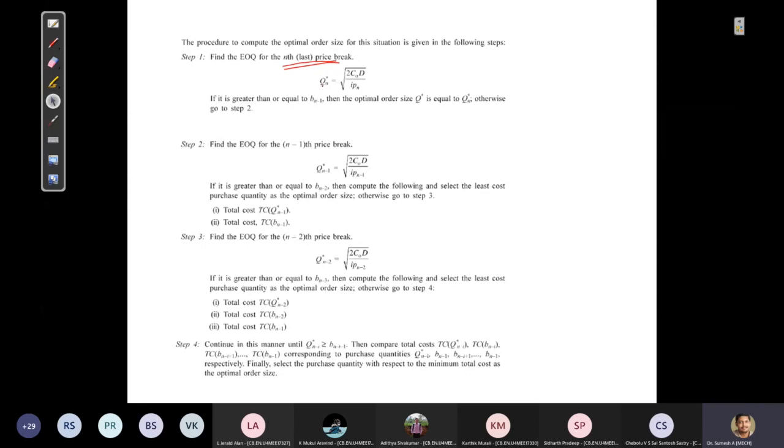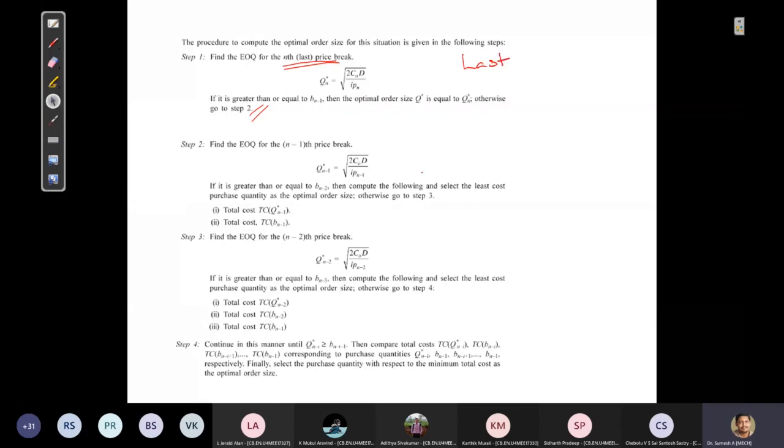And if your order quantity is lying in that region, then you can say that ordering that quantity is advisable. You can terminate your iteration there. Not the first, you have to check first in the last.